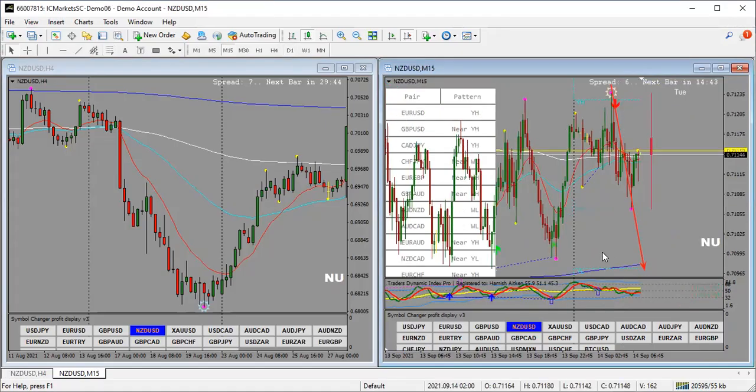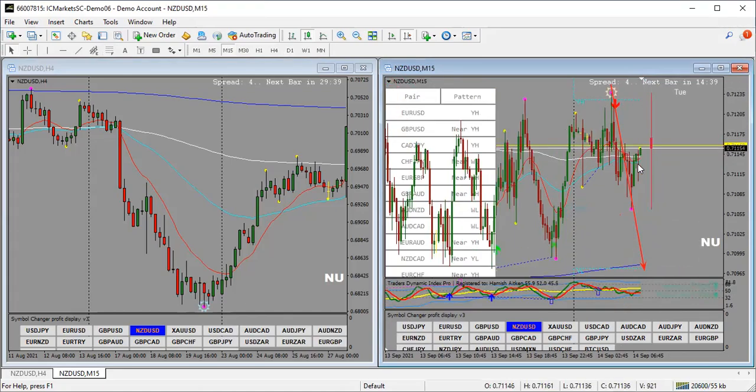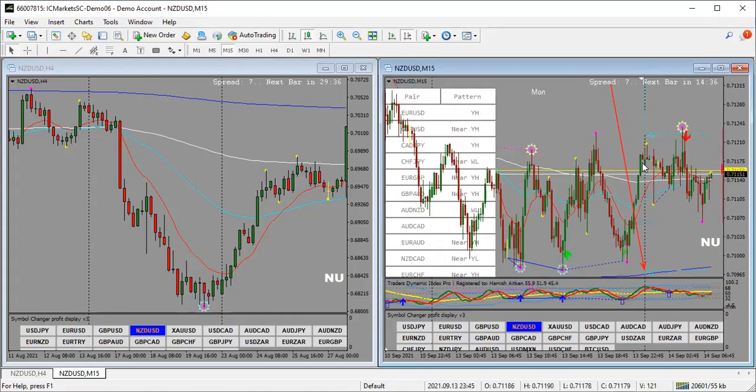Okay, look at this. Price is almost at yesterday's high, right? Yeah, but the market is still ranging anyway. This is not a good one. But if you want to take it, fine. But I'll suggest you wait for London session.